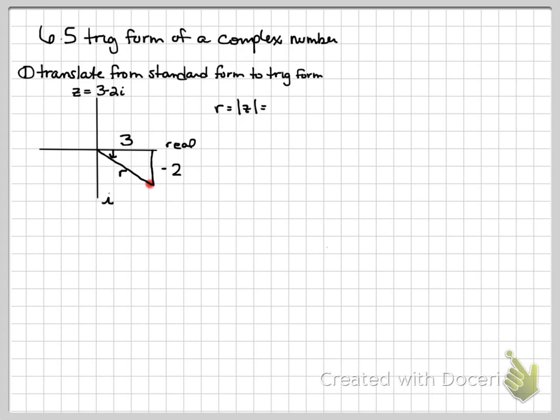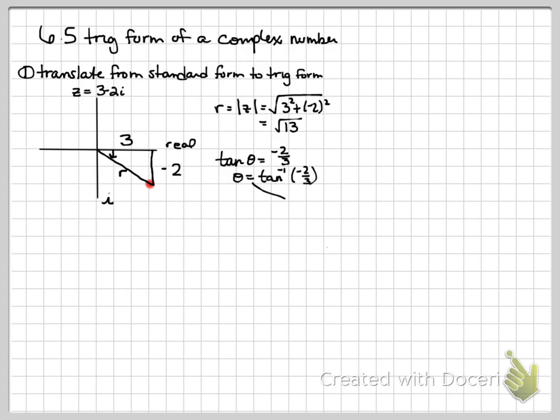And that's going to be using our Pythagorean theorem of 3 squared plus negative 2 squared. And that gives me the square root of 13. Alright, so I now know my r. Now I have to find my theta. And my theta is going to be my b over a. So the tangent of my angle is equal to negative 2 over 3. So theta equals arctan, or tan to the minus 1, of negative 2 over 3.